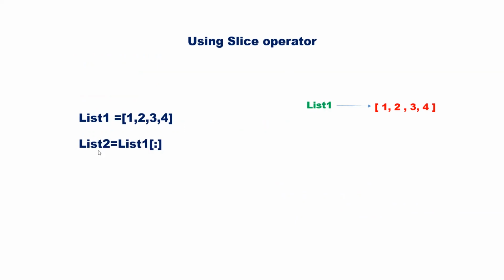So here if you write list 2 is equal to list 1, within the square brackets we just put a colon. If you are not giving the start value and end value, by default it means the entire list. So now a new list is created with the same values as that of the first list. So now we have got two lists with the same values. List 1 points to this object and list 2 points to another object. So here we have copied one list to another list.